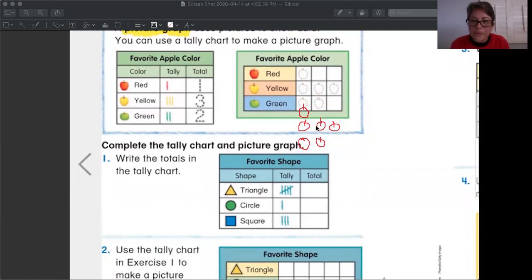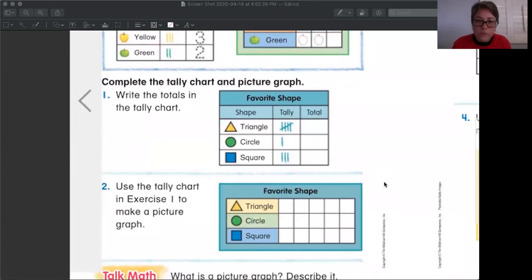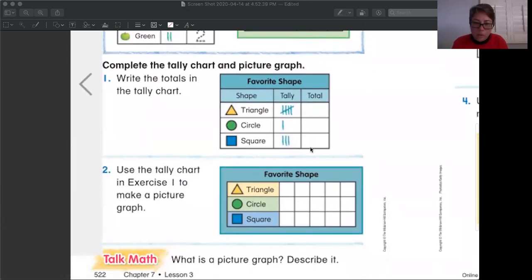So now let me clear that. We're going to move down and we're going to make our own graph. So this one is a graph for people's favorite shapes. Okay, so it says complete the tally chart, and then create the picture graph. So we're gonna do that together. And then I will give you one for you to do on your own.